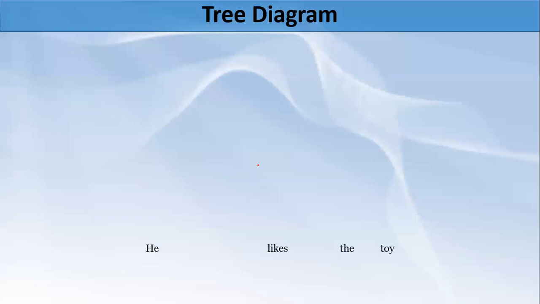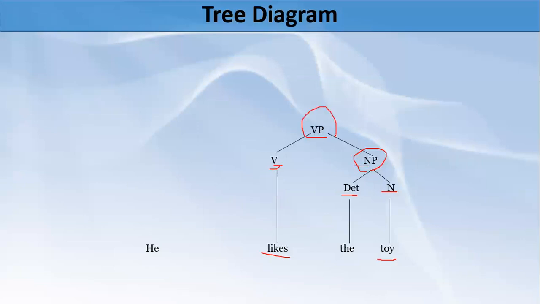Here we have a sentence: He likes the toy. We need to start with toy first and then with the. Toy is a noun, while the is a determiner, and a noun and determiner combinedly formulate a noun phrase. Then we have likes, which is obviously a verb. When a verb and a noun phrase are combined together, they formulate a verb phrase.